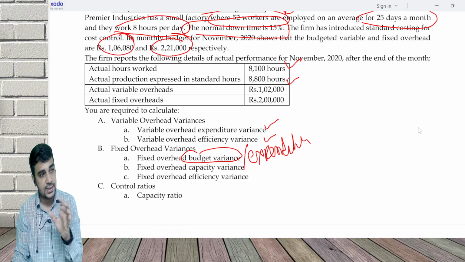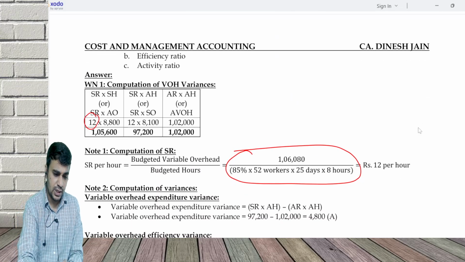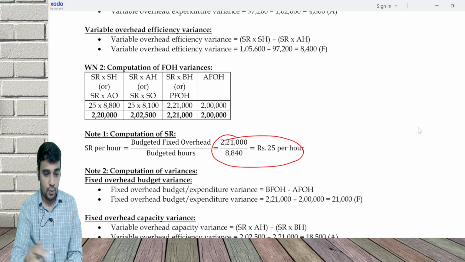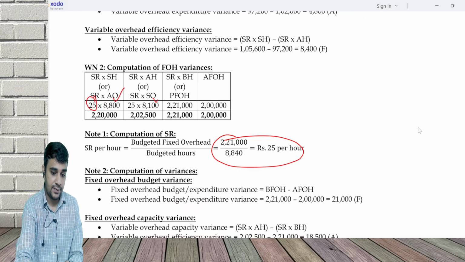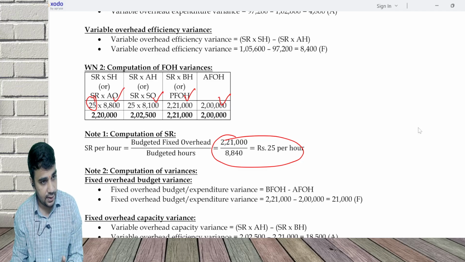You do not have actual days as well as budgeted days. So once you calculate this, everything else is directly given in the question.